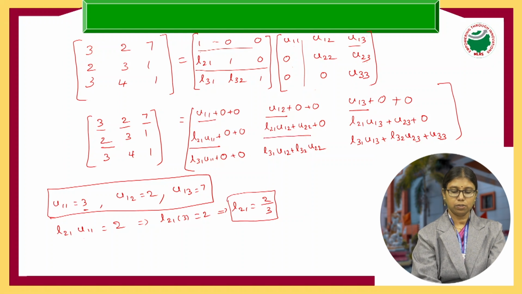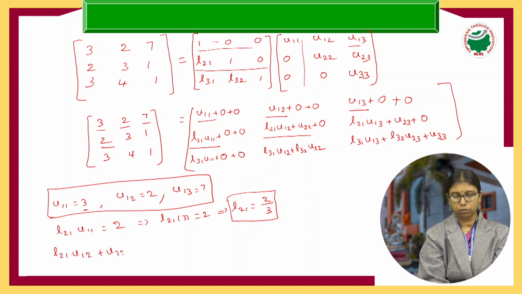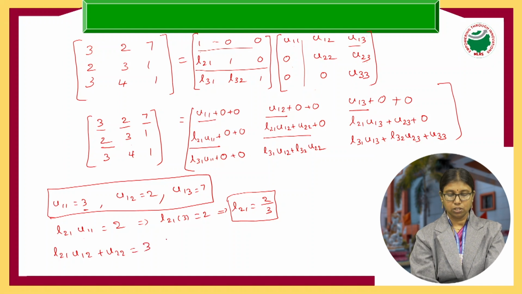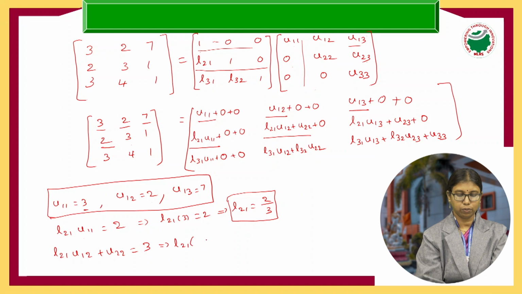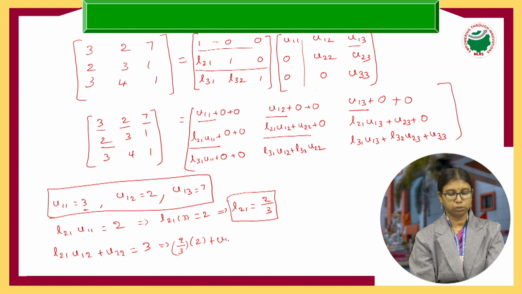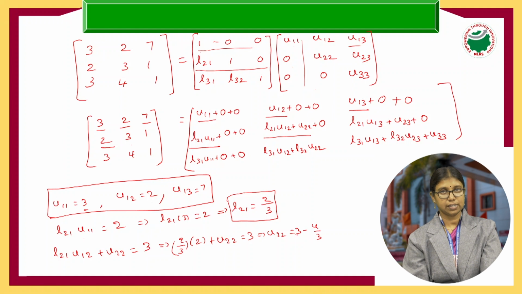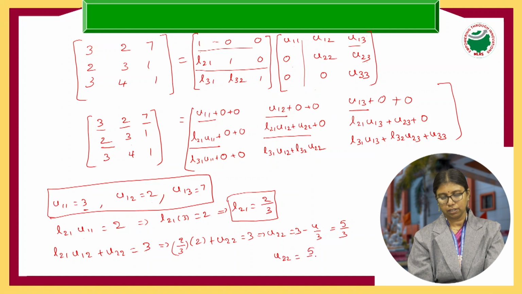Next, now second row, second column values, that is L21 U12 plus U22, here the corresponding value is 3. We know the value of L21 also. So, here L21 is 2 by 3 into U12 is 2 plus U22, which we don't know, equal to 3. Take 4 by 3 to the right hand side, minus 4 by 3. By taking LCM you will get 3 3s are 9, 9 minus 4 means 5 by 3. So, U22 is 5 by 3.